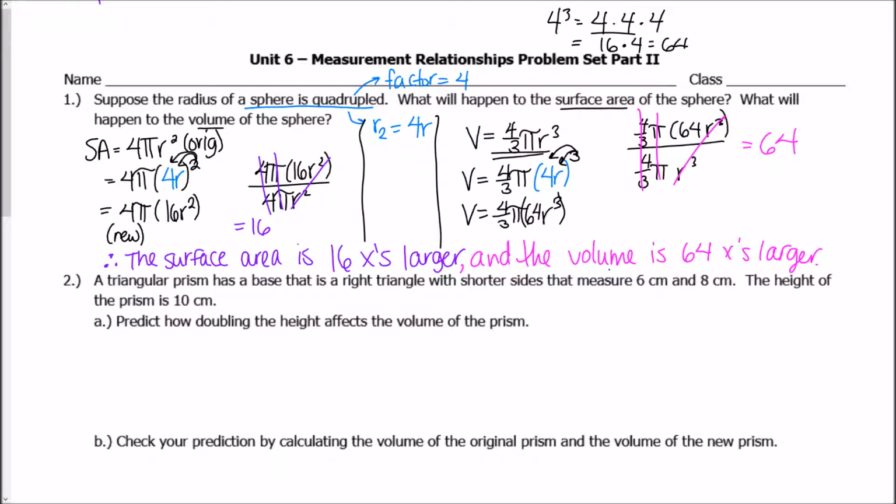Now, if you look right here, that's how I would do it, but all I have to look at and see is that I'm squaring the r right here, and the r's factor is now 4, so I'm going to square the 4, and I get 16, which is the answer that I get here. Okay, and then here, this is r cubed, and since my factor again is 4, I'm going to do 4 cubed, which we figured out here is 64, so that's why it is 64 times larger. Okay, and that's how you do question number 1.